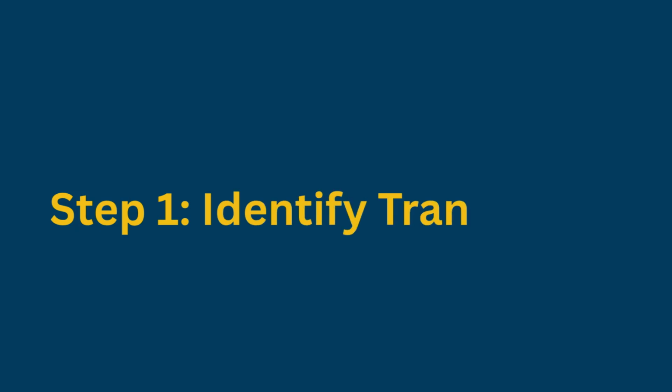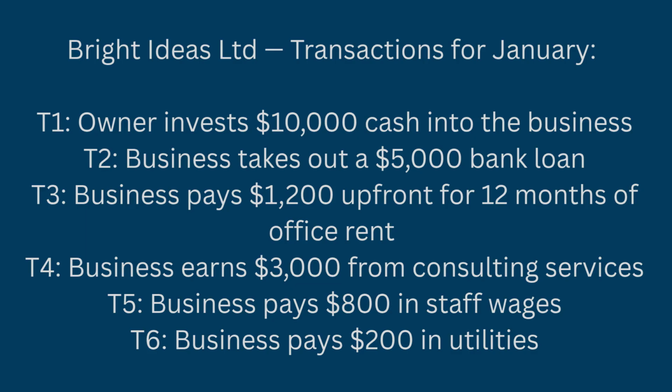Step 1. Identify transactions. Step 1 is the starting point, and it is simpler than it sounds. Before you can record anything, you need to decide which events actually qualify as accounting transactions. A transaction is any event that has a financial impact on the business. Something that changes the value of what the company owns, owes, or is worth.